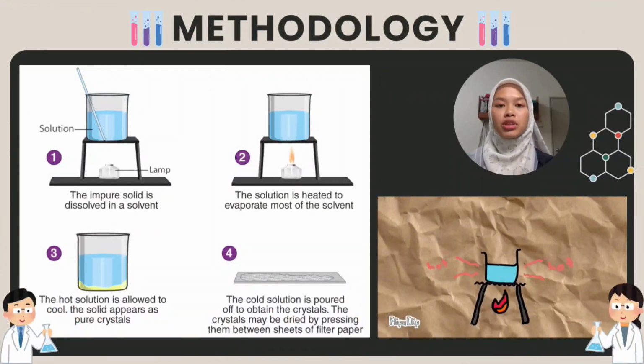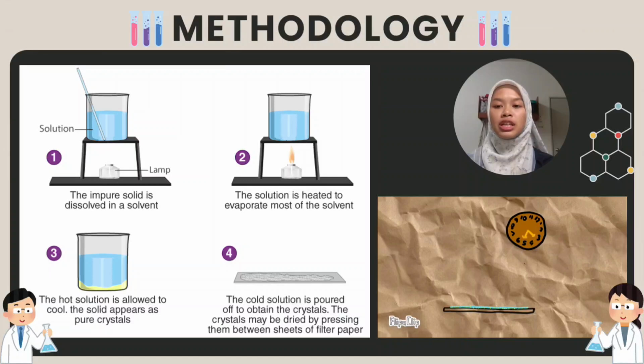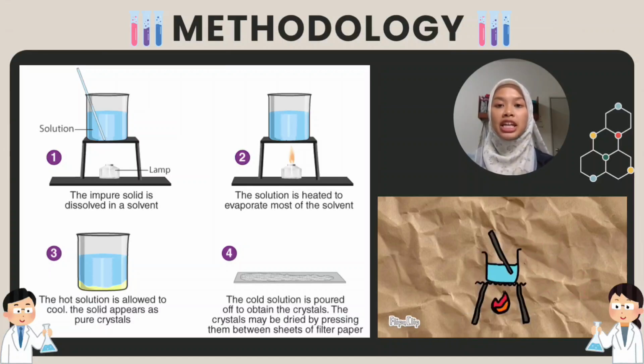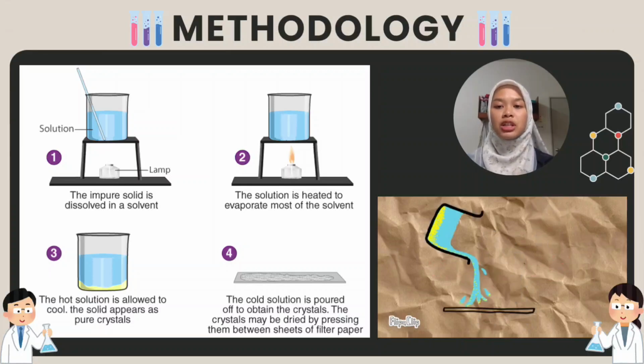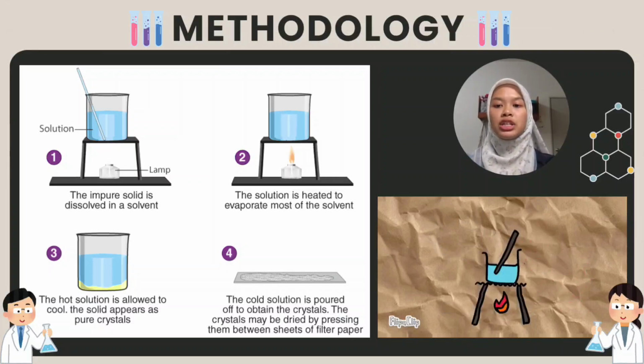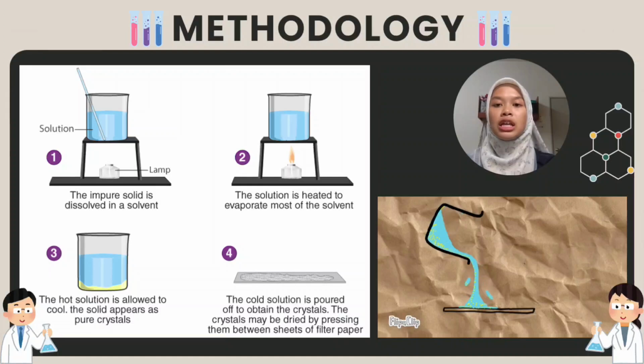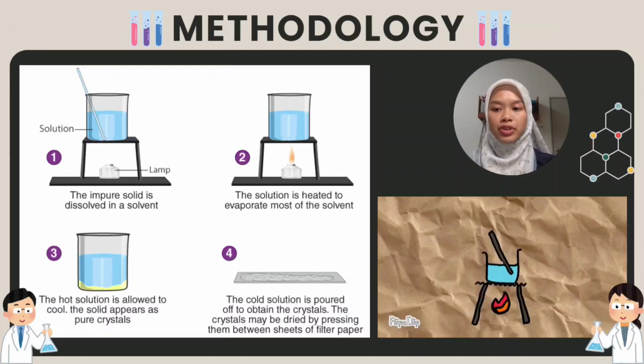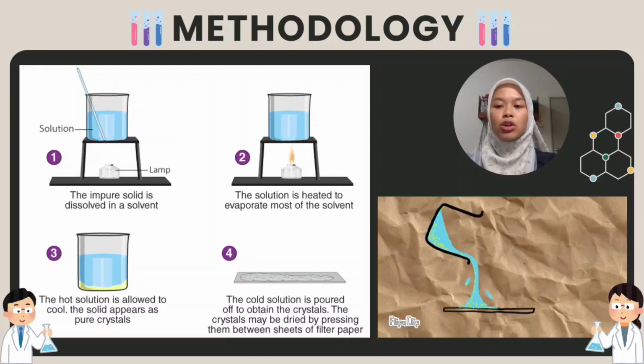Next, we move on to the methodology or procedure of the crystallization process. Step 1. The impure solid is added to a suitable solvent and heated gently. Heating helps the solid to dissolve more easily, forming a saturated solution. Insoluble impurities may be removed by filtration. Step 2. The hot solution is heated further to evaporate some of the solvent. This increases the concentration of the solute, creating a supersaturated solution that is ready to form crystals upon cooling. Step 3. The concentrated solution is allowed to cool slowly. As the temperature drops, the solute becomes less soluble and forms pure, solid crystals.